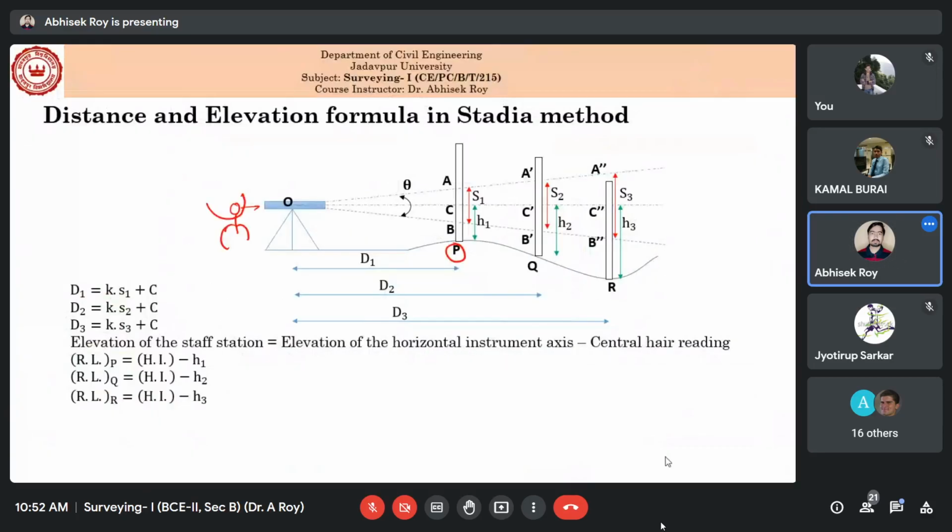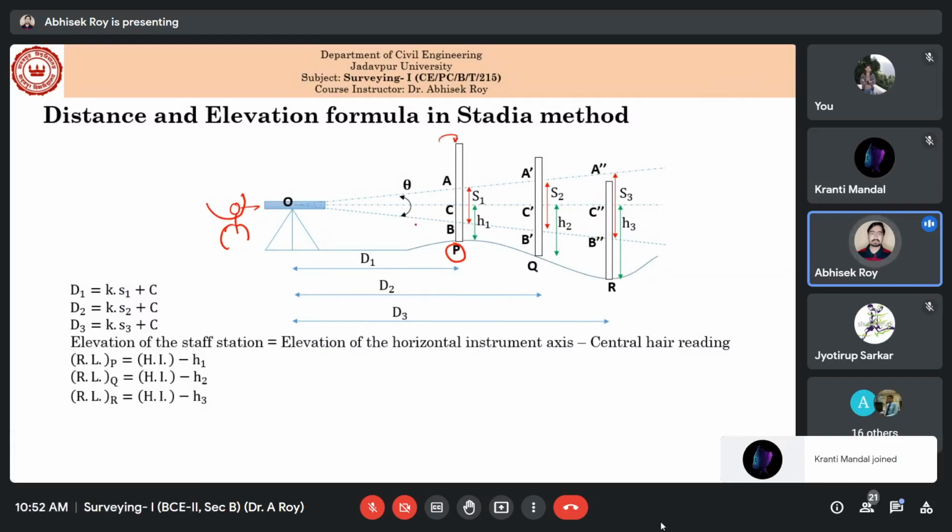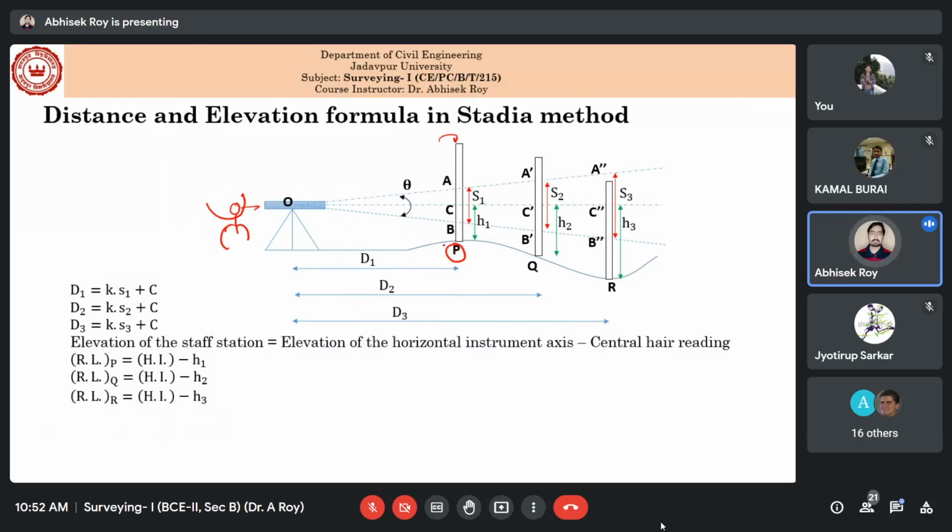Okay. So now your friend will go with this level staff, and suppose he is placing the level staff or stadia rod at point P. You want to determine the horizontal distance of this point P from the instrument, and also the RL of this point P. So how will we calculate? You already know the elevation of the line of collimation or the height of the instrument, which we discussed in leveling also. So what you will do is simply look through this telescope and note down the upper stadia, middle stadia, and lower stadia readings.